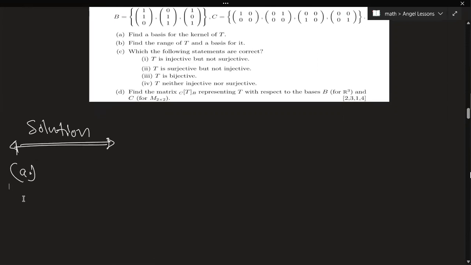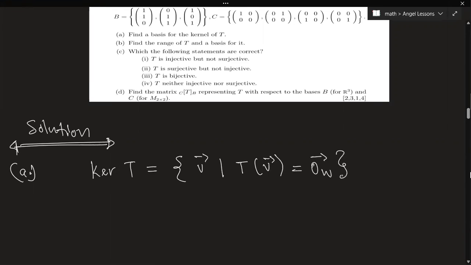So first we have to ask ourselves, what is the kernel of T? Remember, the kernel of T is all elements V such that when you say T of V, you get the 0 of W, if you still remember the definition. Now, for this problem that we are dealing with, what is the 0 of W?